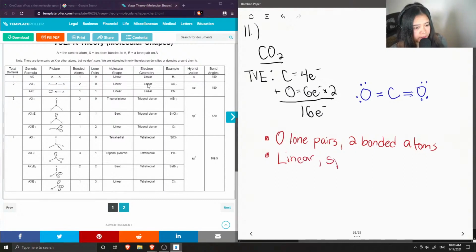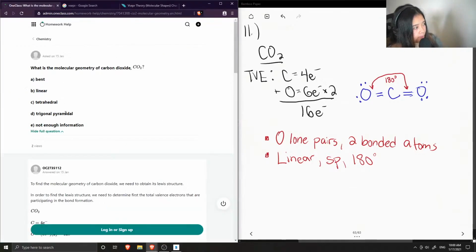The carbon is sp hybridized, and the bond angle will be 180 degrees. So you can kind of tell this is 180 degrees. So our answer is B.